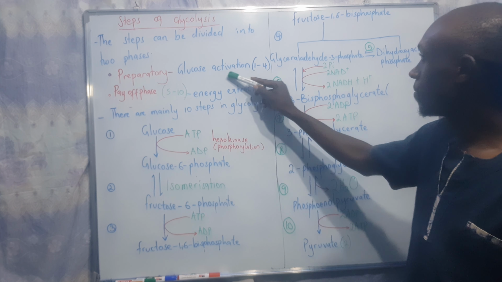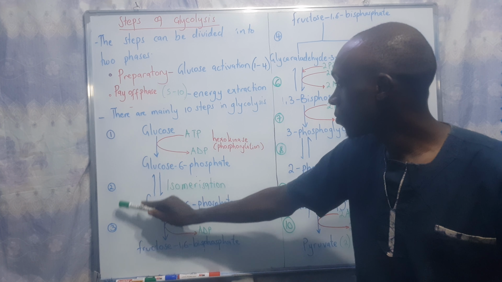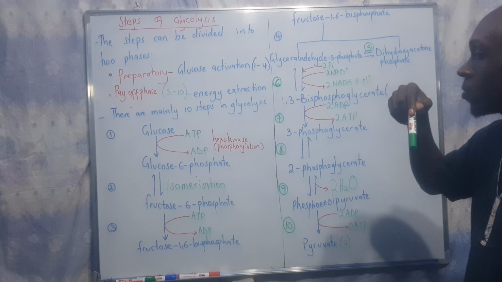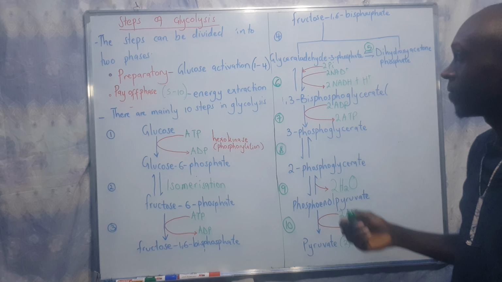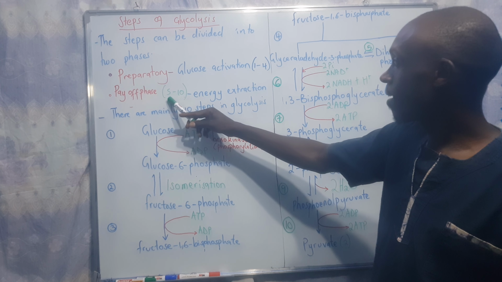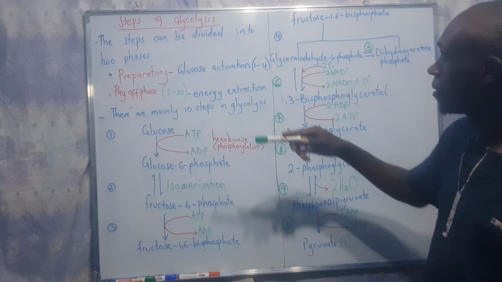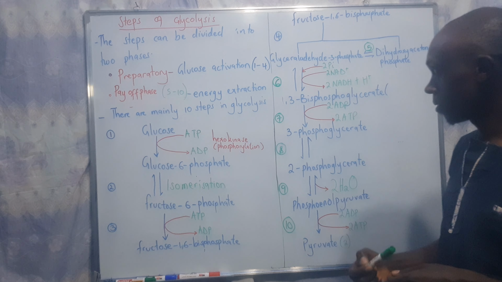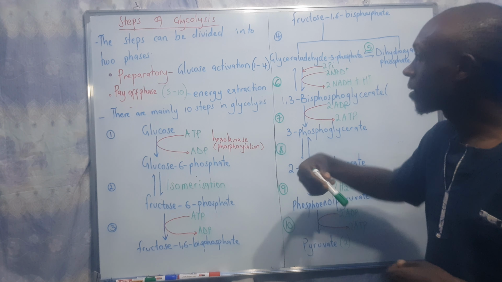So in stages 1 up to 4, labeled below as 1, 2, 3, 4, we are going to see that in those stages is where glucose is activated. What is activating it? You are going to see. In the second phase, we have steps 5 up to 10, the energy extraction phase. Remember, in the glucose activation phase, we have investment of energy, and then in the payoff phase, we have extraction of energy.